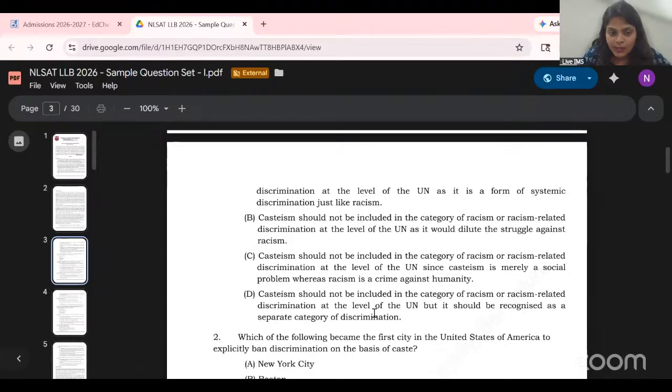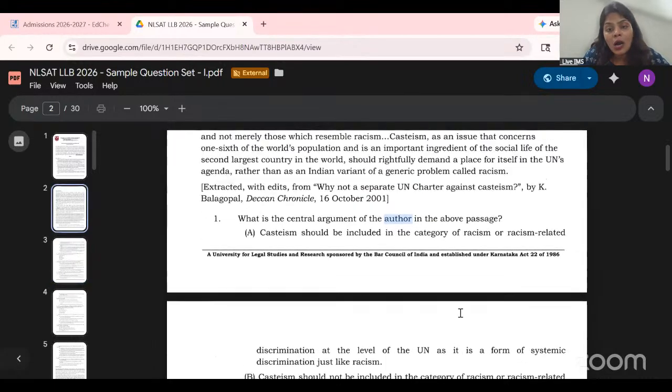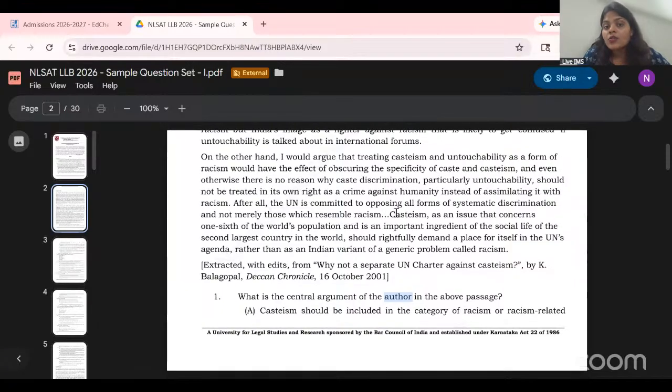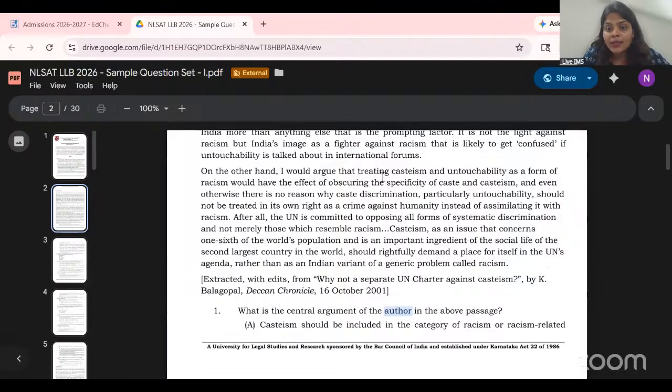Now let us read option D. Casteism should not be included in the category of racism or racism-related discrimination at the level of UN, but it should be recognized as a separate category of crime. Now, how do we recognize our answer? Read this particular part where the author's argument is stated: I would argue that treating casteism and untouchability as a form of racism would have the effect of obscuring the specificity of caste and casteism.